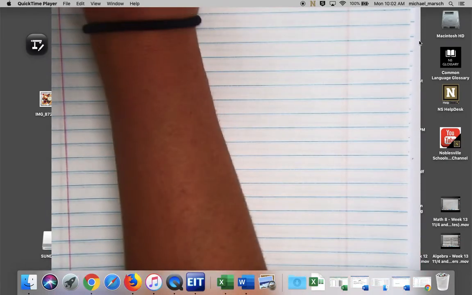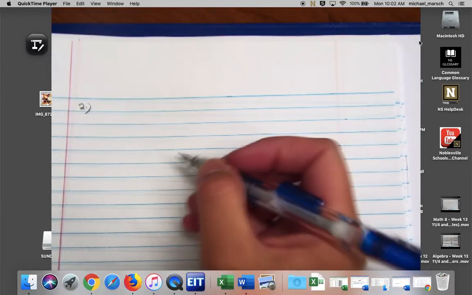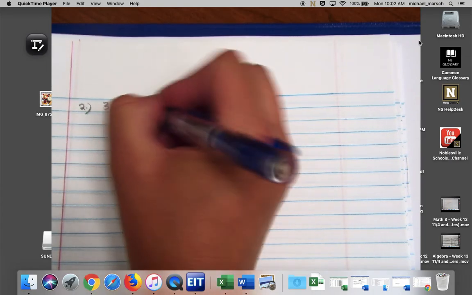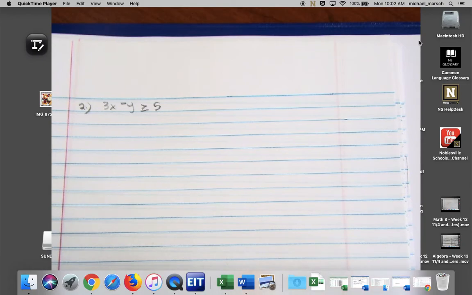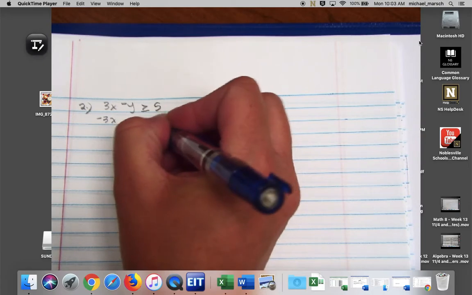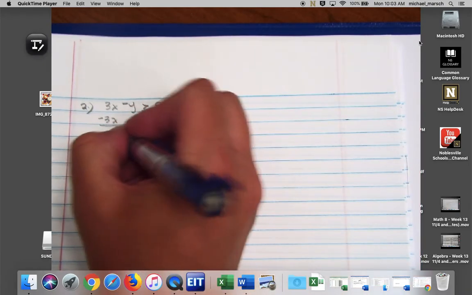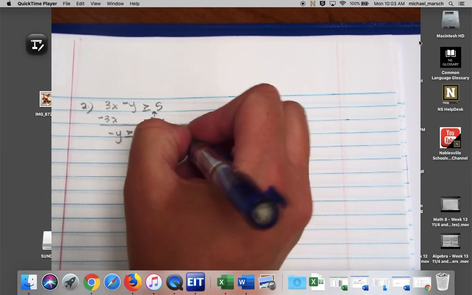We're going to do another example here. Example 2. I'll try to be better with my camera here. We have 3x minus y is greater than or equal to 5. So again, we have to rearrange this into slope-intercept form. So I'm going to subtract 3x from both sides. Sneak that 3x in there. So I have negative y is greater than or equal to negative 3x plus 5.